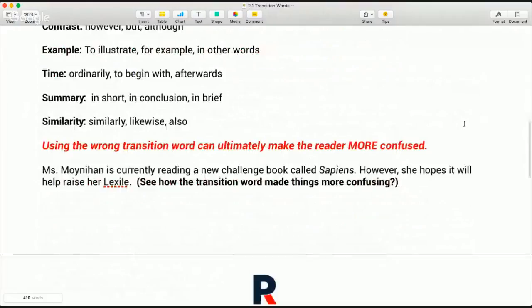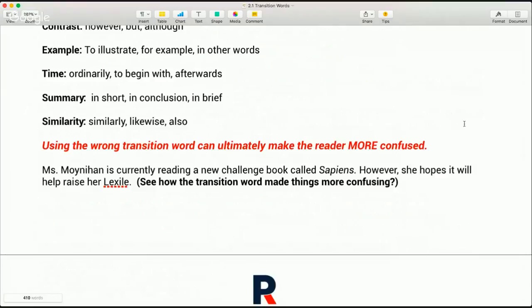It is so important you know these relationships, because if you use the wrong one, your reader's actually more confused. So if I said, Miss Moynihan is currently reading a new challenge book called Sapiens. However, she hopes it will help raise her lexile. When I see the word however as a reader, I'm expecting contrast. However, in this case, it doesn't seem like I'm actually showing contrast.